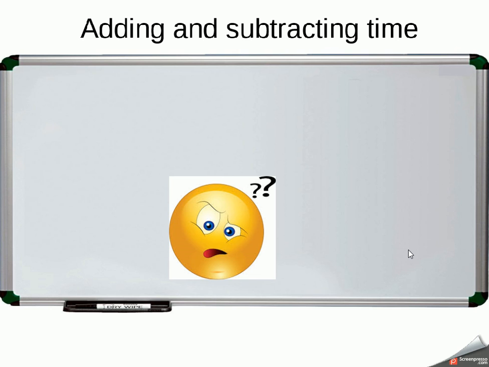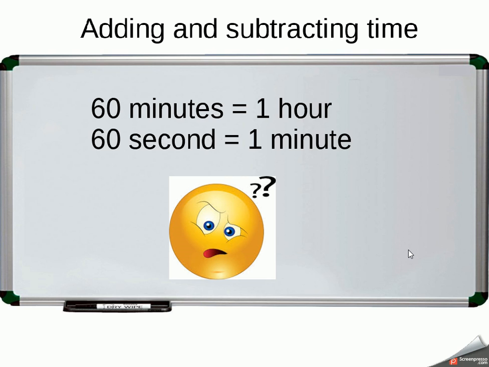Okay, so how do we add and subtract with time? Sometimes it can be difficult and other times it can be easier. So for instance, just to recap, first of all, remember that an hour is made up of 60 minutes. So if ever we go over 60 minutes, we've actually gone an hour. And a minute is made up of 60 seconds. So if you ever go over 60 seconds, you've got a minute.